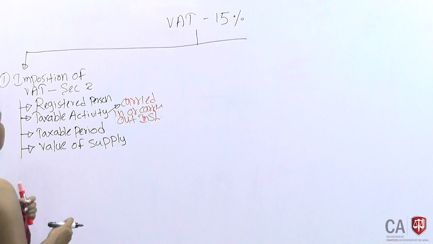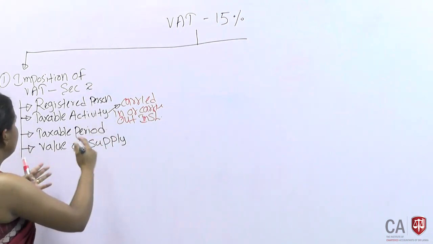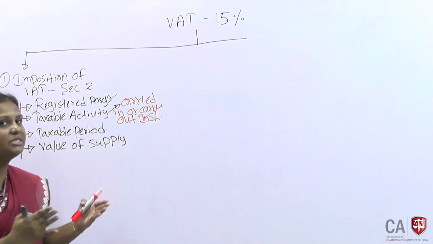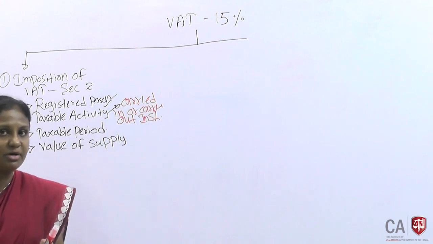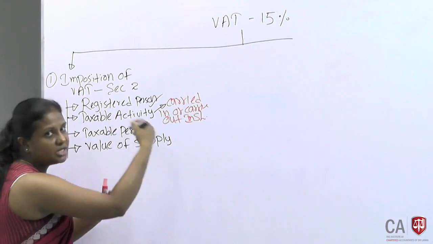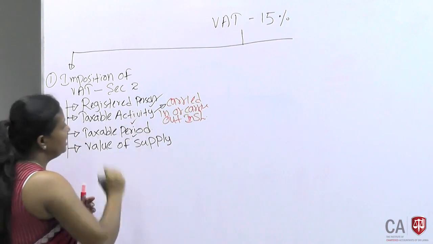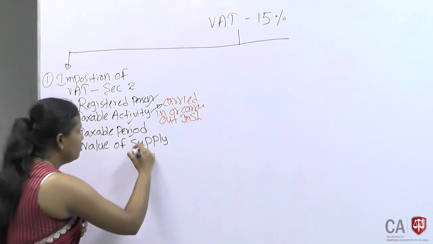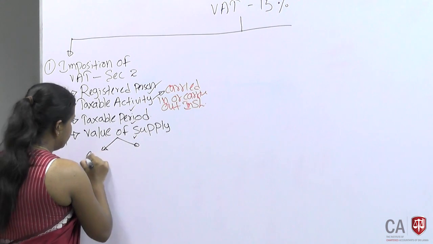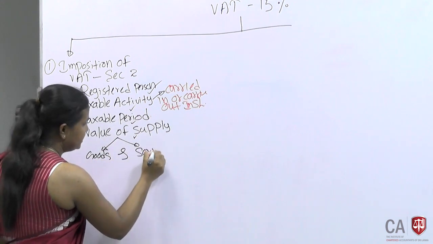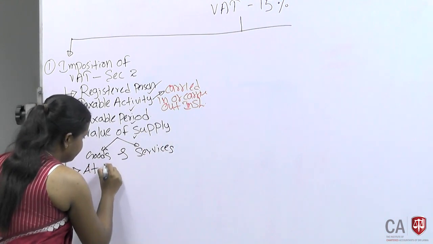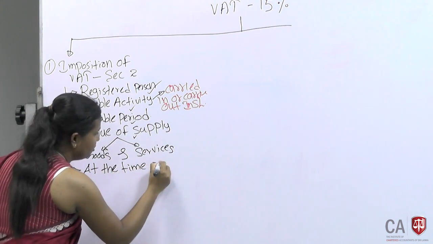Then after that, now I have registered for value added tax. The current threshold for your examination is 3 million per quarter and 12 million per annum. If it exceeds or is likely to exceed, you shall register. Then you shall do a taxable activity in the taxable period. VAT is charged on the value of supply, which is goods and services, at the time of supply.